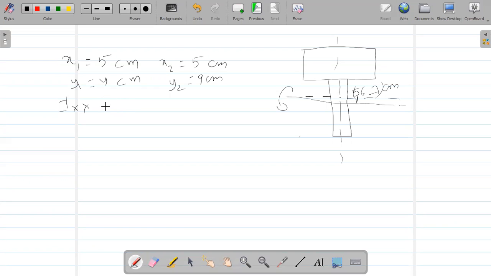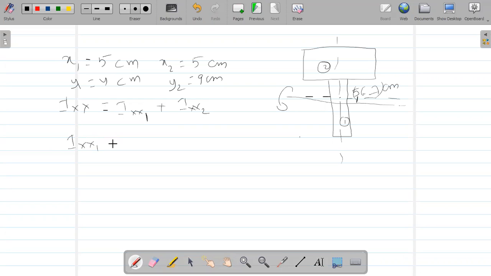Therefore, Ixx is equal to the Ixx of the first section plus the Ixx of the second section. What is my first section? This is my first section. This is my second section. If you take the x-axis, the CG of this is 4, the CG of this is 9. All are at different locations, so they will be rotating at different positions.